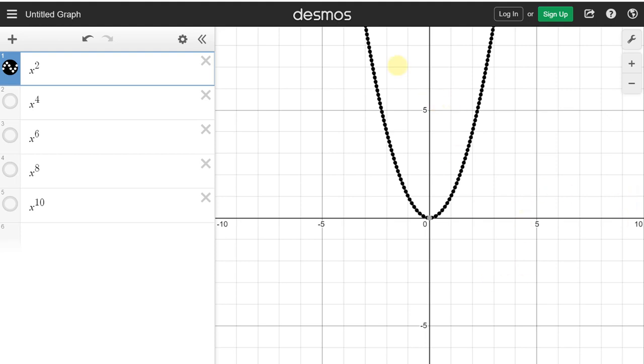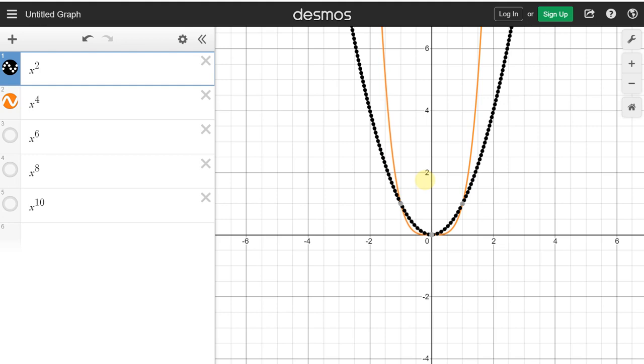Starting with x squared, hopefully we all know what x squared looks like. It's a parabola. This is the most basic version of a parabola that you can get. What I want to do is compare this graph to x to the 4th, x to the 6th, x to the 8th, x to the 10th, because there's a pattern here. Starting with x to the 4th, let me zoom in a little.